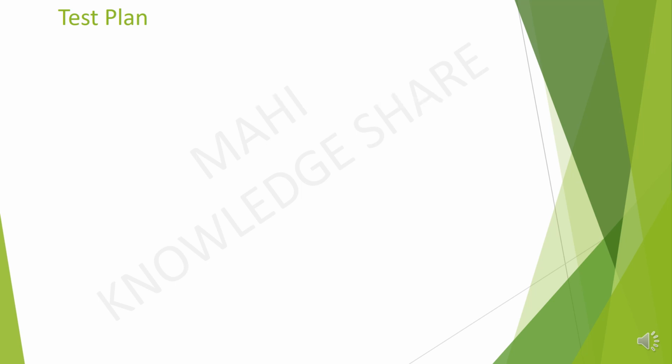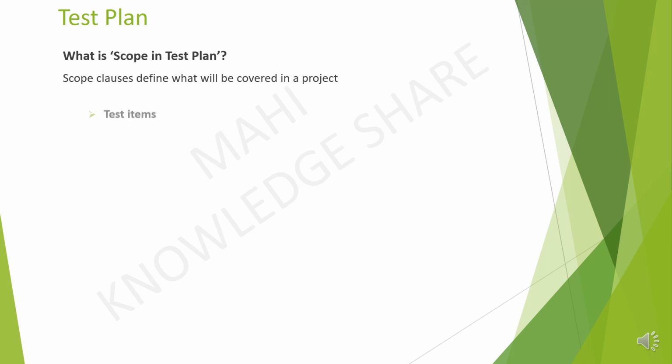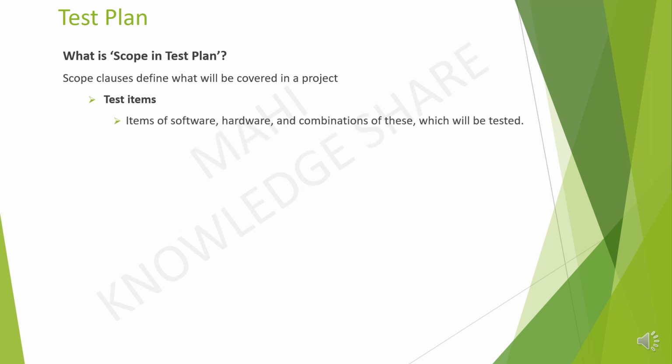Scope section in test plan document. Scope clauses define what will be covered in a project. Details covered in this section are test items, features to be tested and features not to be tested. First, test items. Items of the software, hardware and combinations of these will be tested.